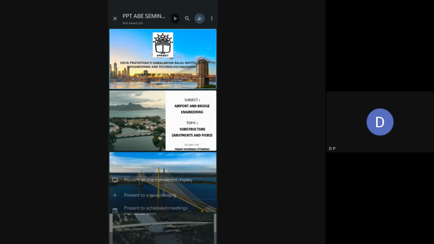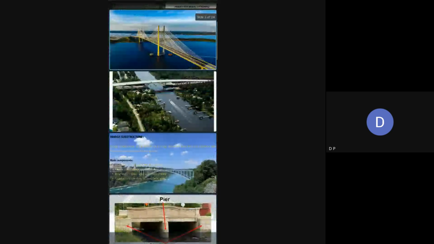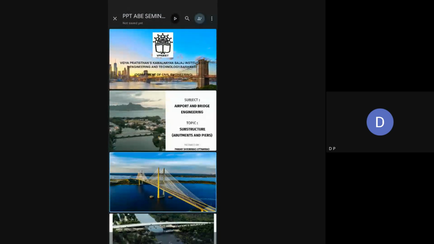Good morning, everyone. So my topic is about airport stuff, which equipments and fires. So equipments and fires are one of the most important structural part of aviation.